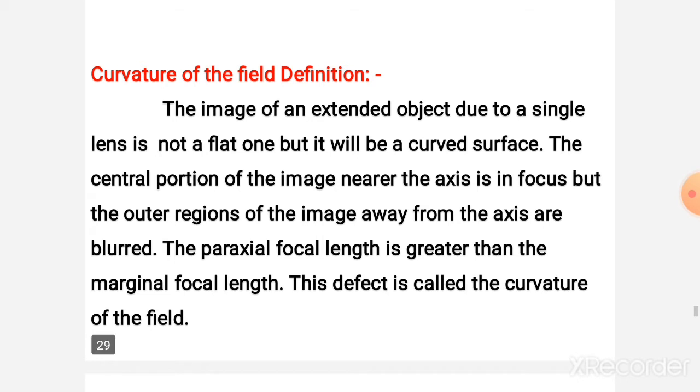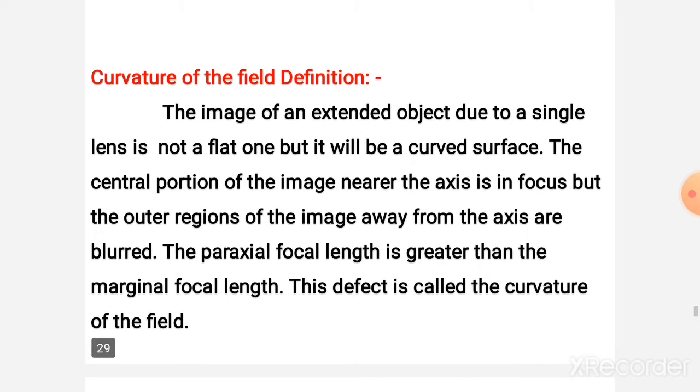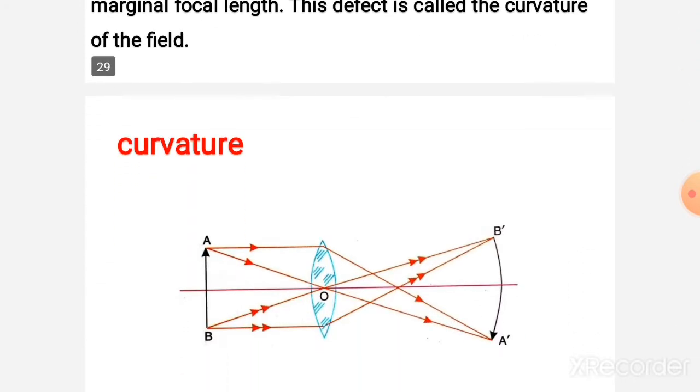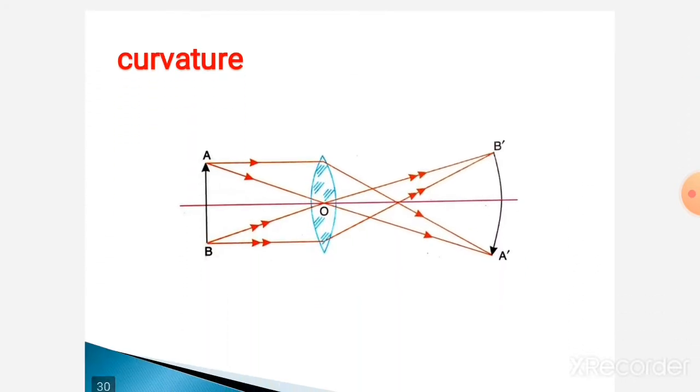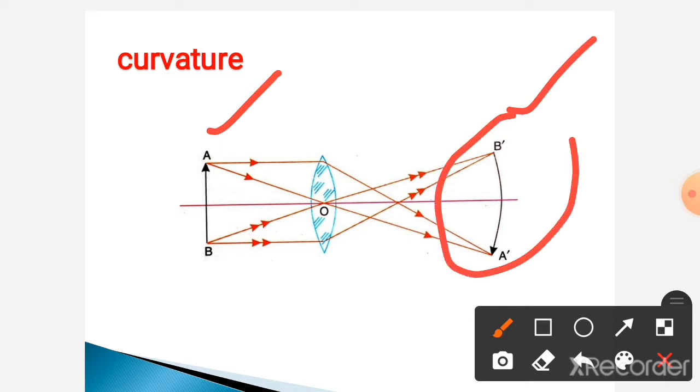The reason behind this is that the paraxial focal length is greater than the marginal focal length. This defect is called curvature of the field. See here, the object is on a flat surface, but we get the image on a curved surface. This defect is nothing but the curvature.